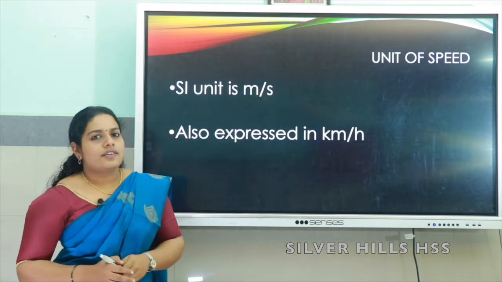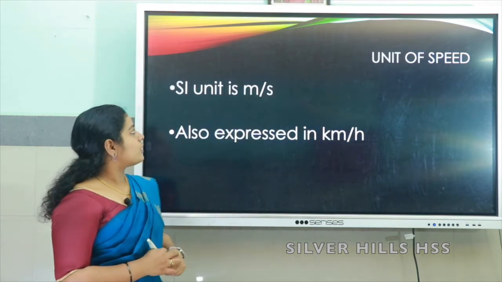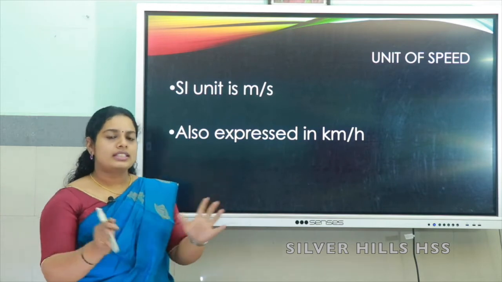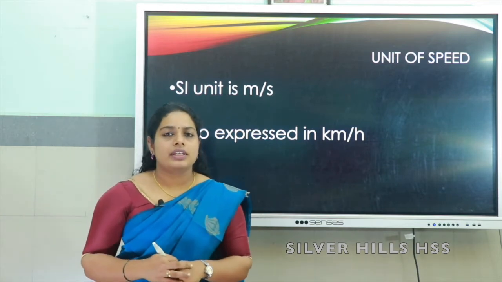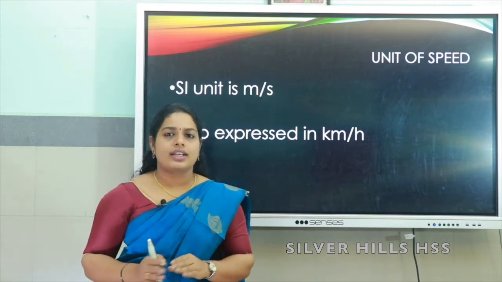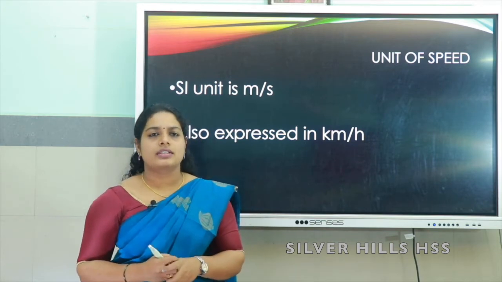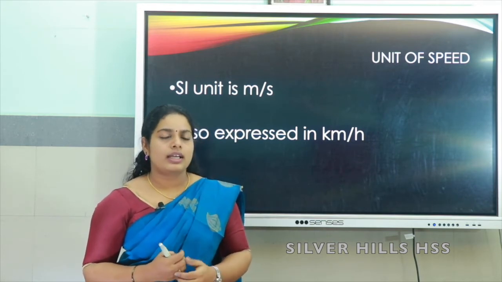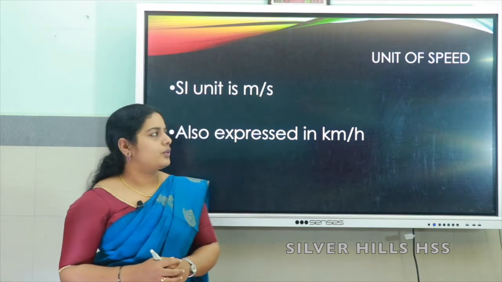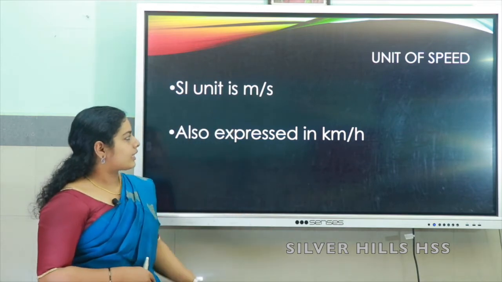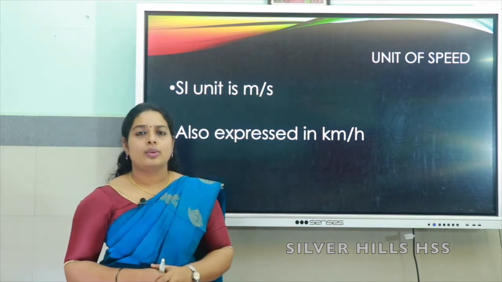Now, the unit of speed, we have already discussed the SI unit of speed. Generally, the speed of a vehicle is expressed as meter per second, but in some cases we express it in kilometer per hour and meter per minute also. So the SI unit is meter per second, and it is also expressed in kilometer per hour.